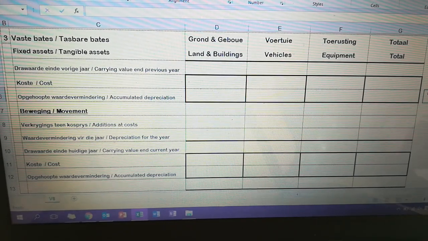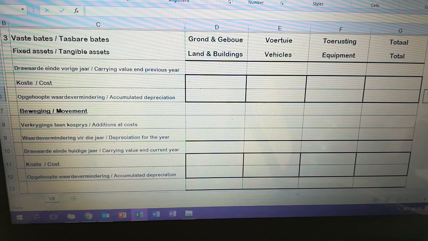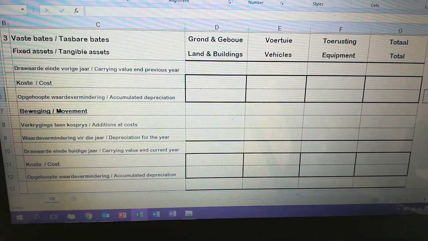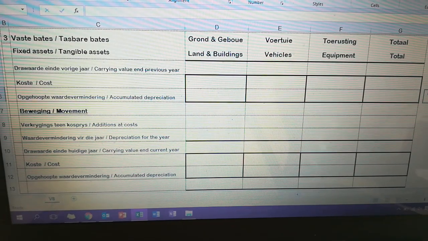When we do the fixed asset note, there are a few basic concepts that we need to understand, and that is the cost, accumulated depreciation, and the carrying value. Basically the cost is what it cost you at the beginning. What did you pay for it? The accumulated depreciation is my depreciation. At the end of the year, I'm going to add to my depreciation each time. And cost price minus accumulated depreciation gives me the carrying value.